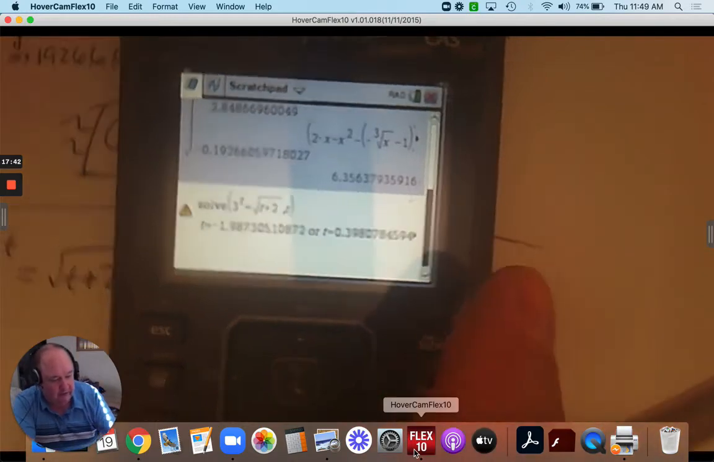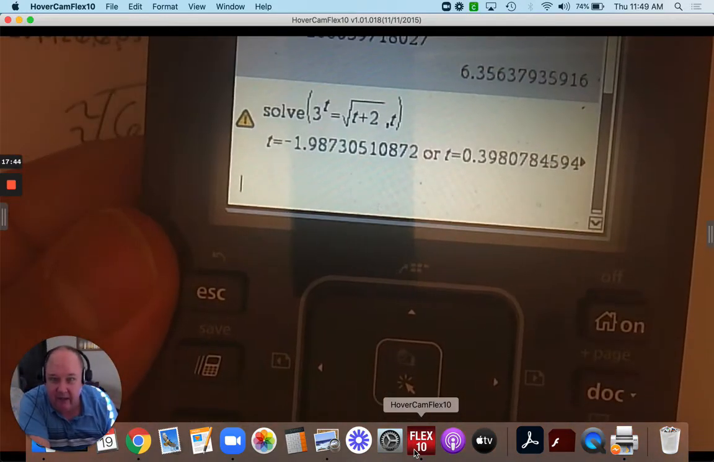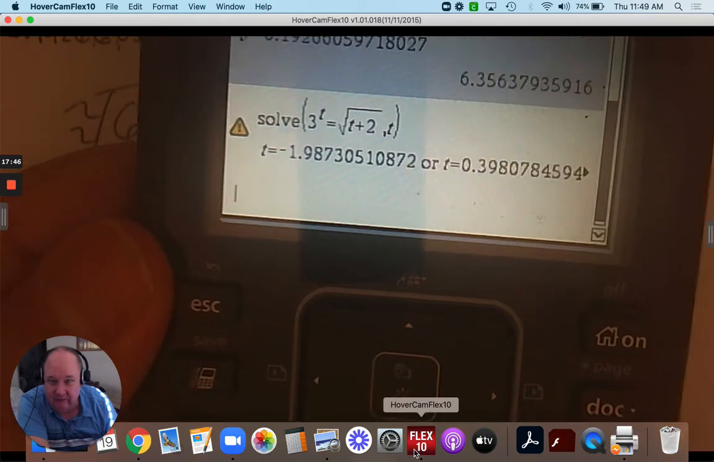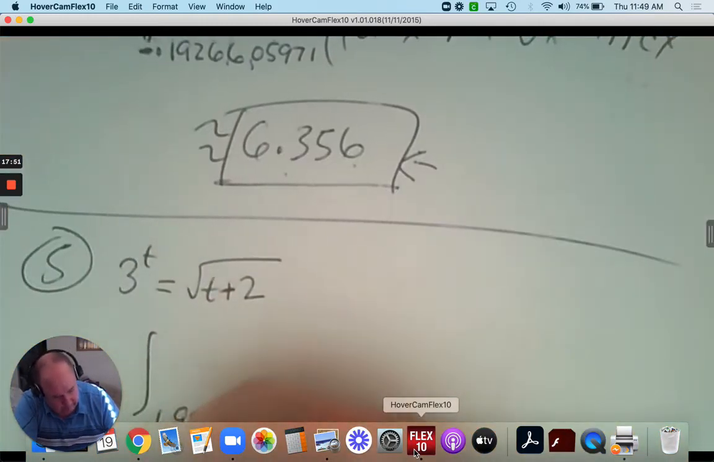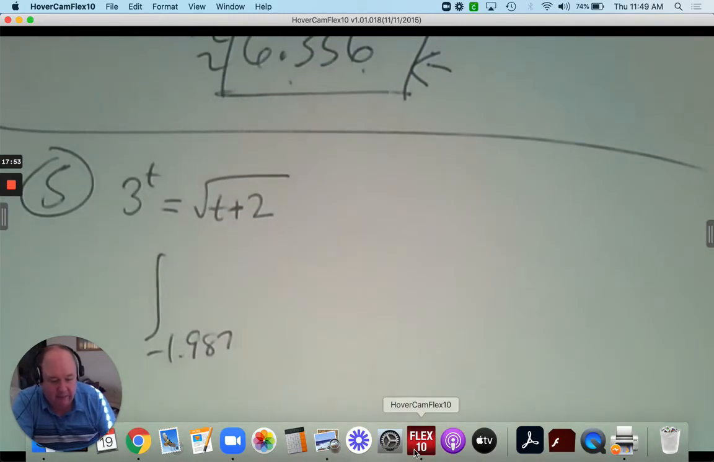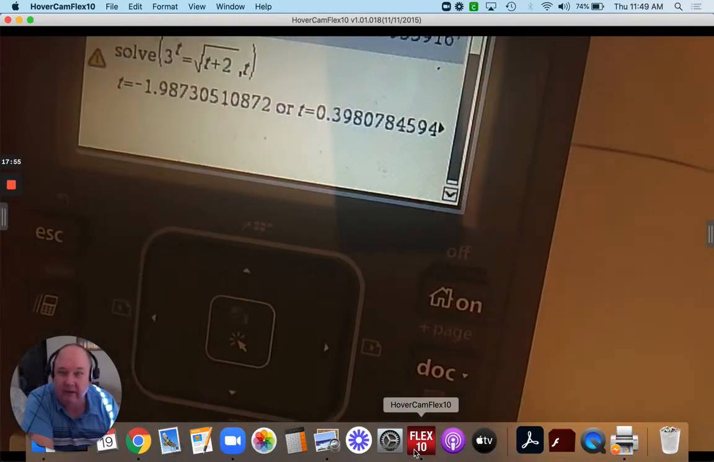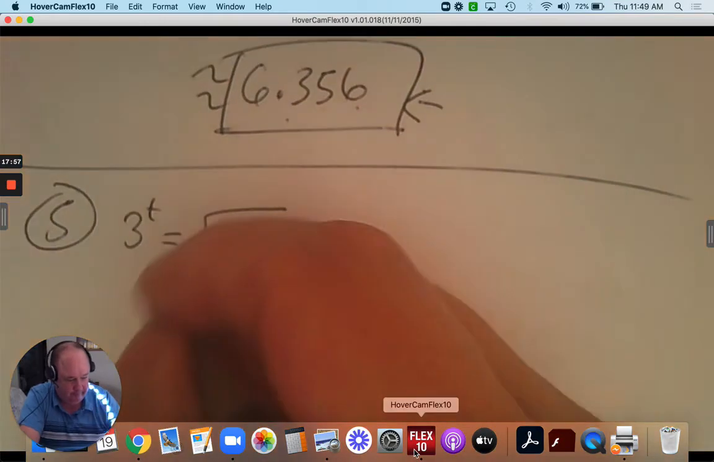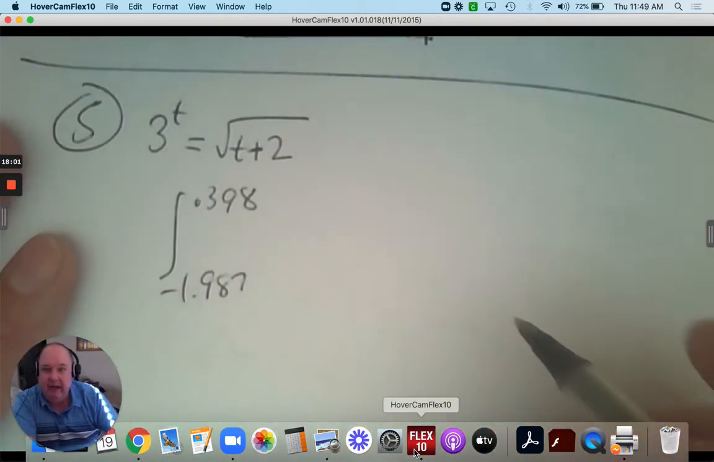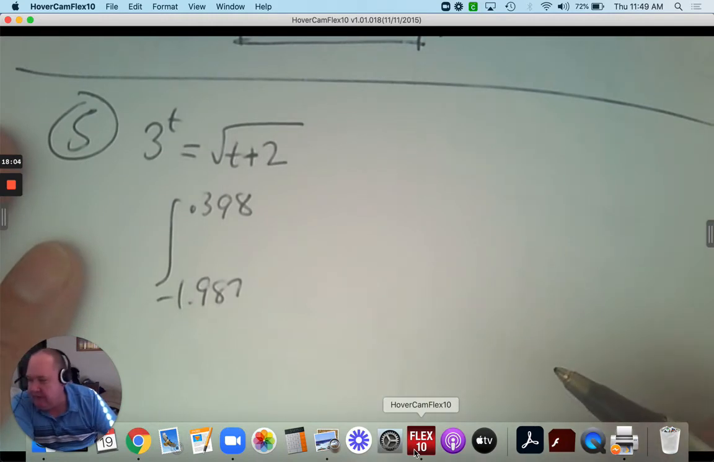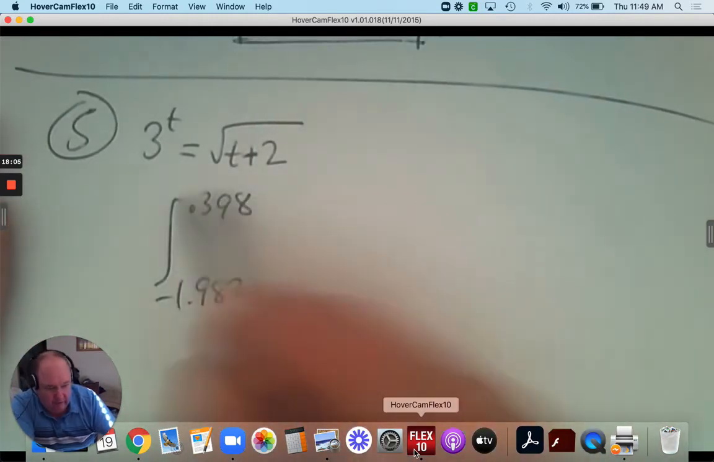So approximately it goes from a negative 1.987 and then the upper bound is 0.398. And again, I'm going to copy paste when I do it. Now, what's going to be my upper and what's going to be my lower from that?